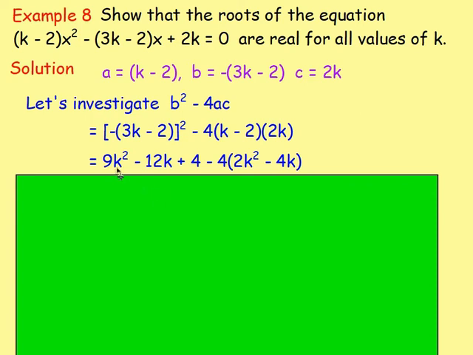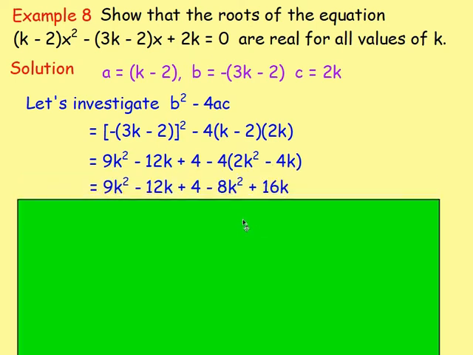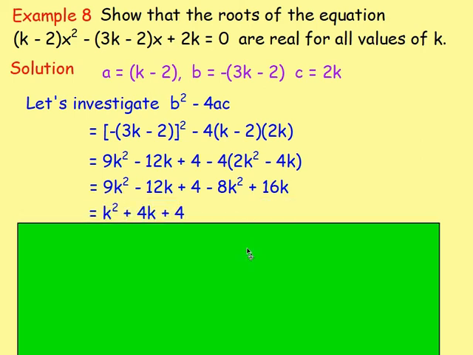Work that out, and you'd have 9k squared take 12k plus 4. Multiply that out, you'd have negative 4 times, just multiply these two brackets, you'd have 2k squared minus 4k. From there, multiply those brackets, you've got 9k squared take 12k plus 4, minus 8k squared plus 16k. Simplify that, 9k squared take 8k squared will give us k squared. We'd also have a plus 4k, and we'd also have plus 4.